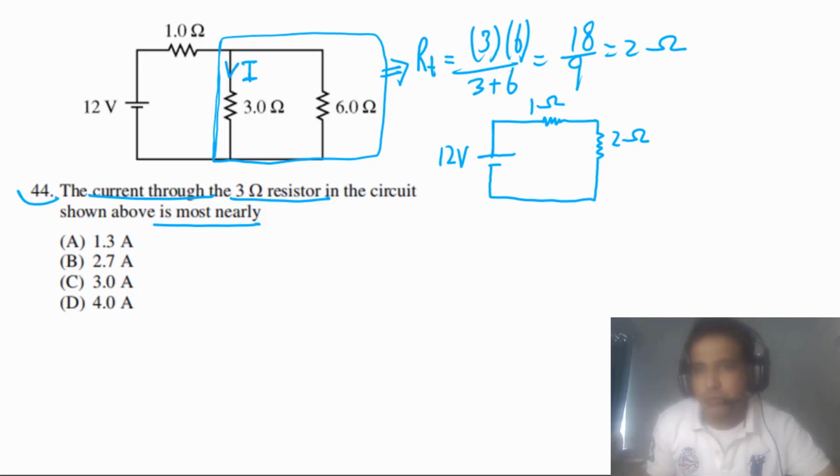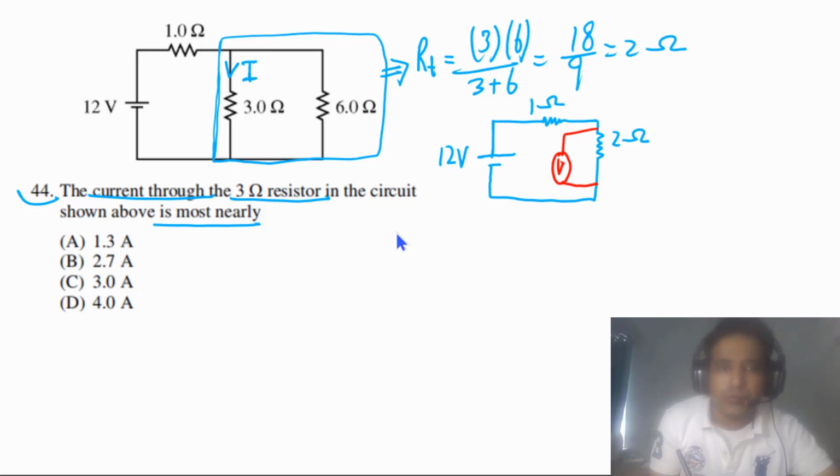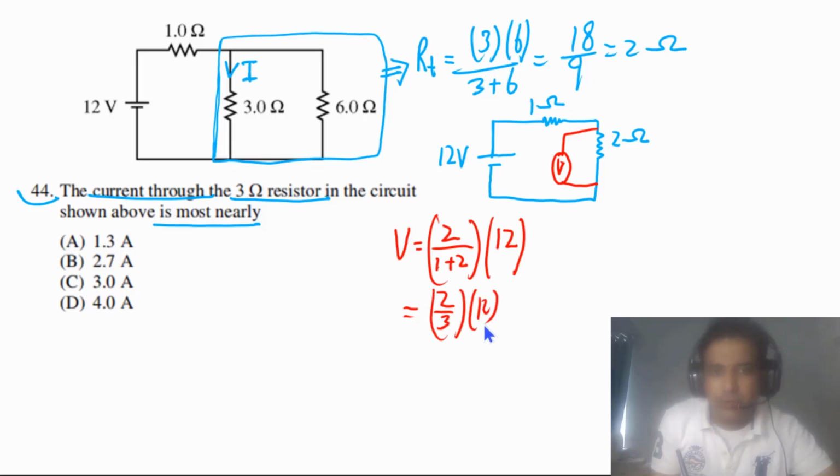So we can find out the PD across this 2 ohm resistor. Let's say we connect our voltmeter here. So the value of V we can find out. Value of V will be equal to 2 divided by, means the resistance of this resistor divided by the total resistance, 1 plus 2, multiplied by EMF of the battery. So we have 12 volts. If we solve this one, this is 2 divided by 3 multiplied by 12. So in this case we will get value of V equal to 8 volts.